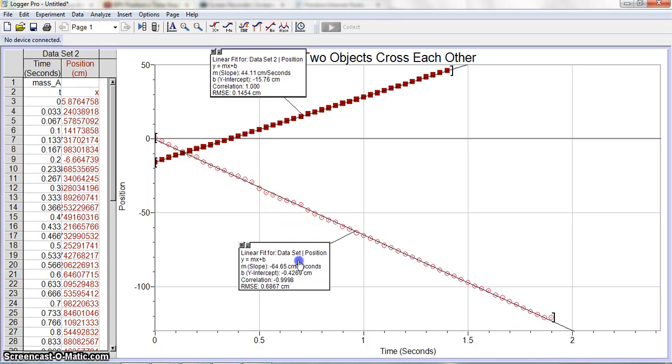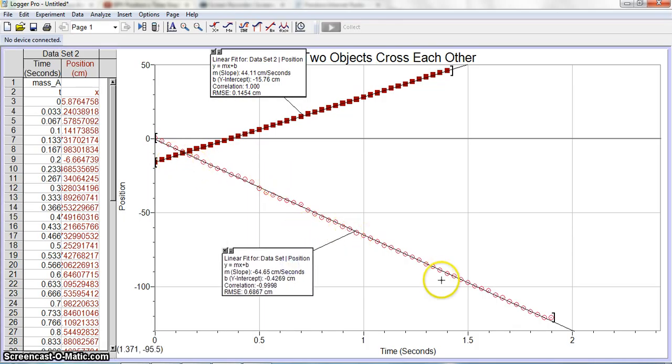For this one, the best fit line, it was traveling in a negative direction. These two objects were traveling in opposite directions, and you can see here at this point that they crossed, but the tracker was still able to pick up the data. So this equation would be position equals negative 65 centimeters over 1 second times time minus 0.4 centimeters.